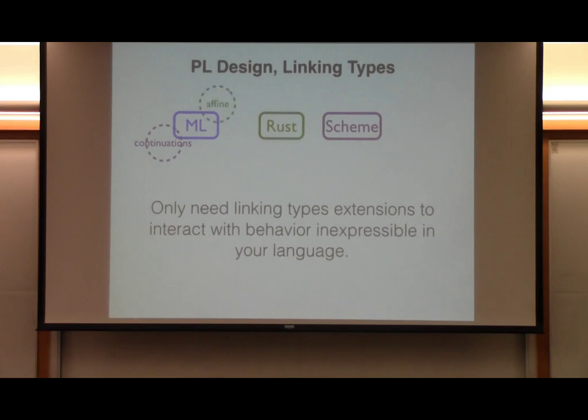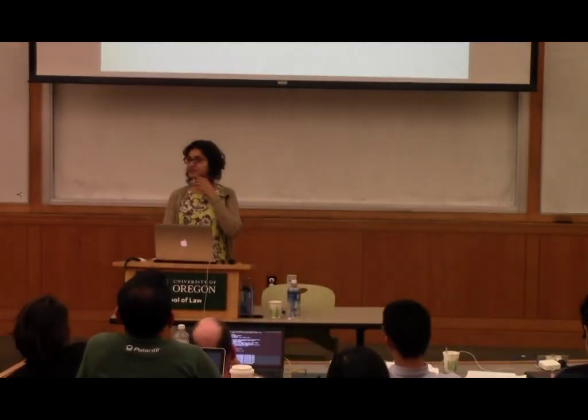So we would need to design some sort of affine linking types extension so that we can give the ML programmer a way to say, oh, I'm willing to accept things which are affine that I have to treat linearly, essentially, and I will do the right thing. I will not duplicate them. You're adding to the ML type system's power so that you can get that guarantee during that interaction.